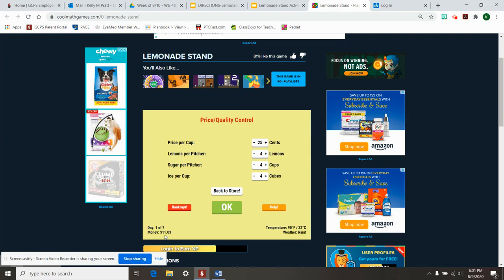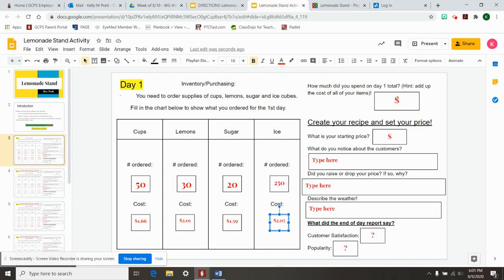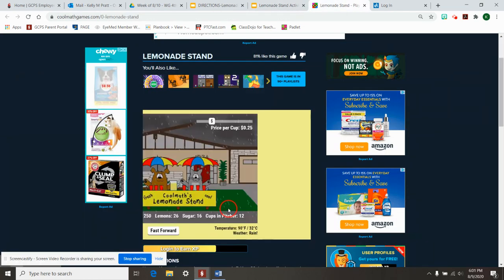How much did I spend today? So if I take my $20 minus how much I have left, that will tell me how much I spent. And then I can put that in right here, okay? But before I do that, let's click OK.